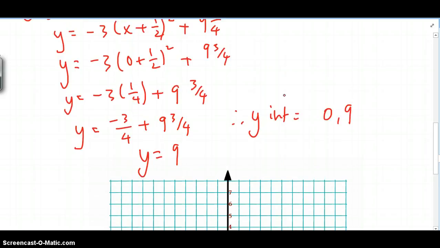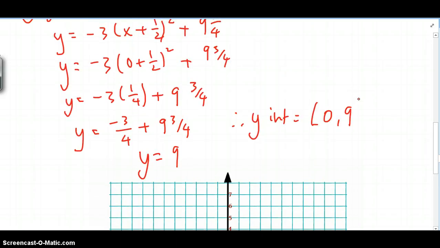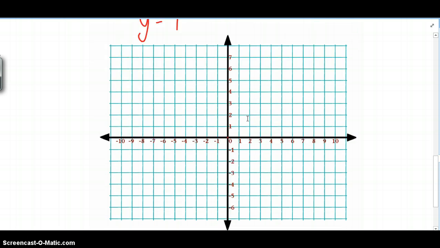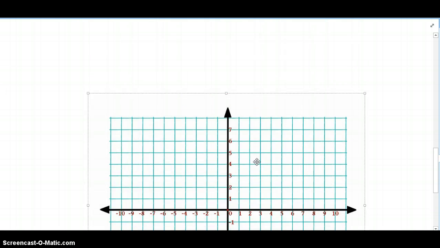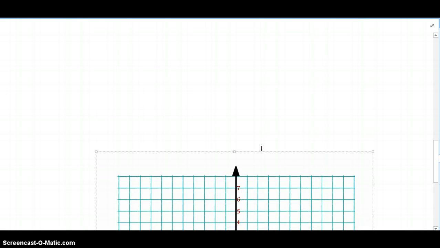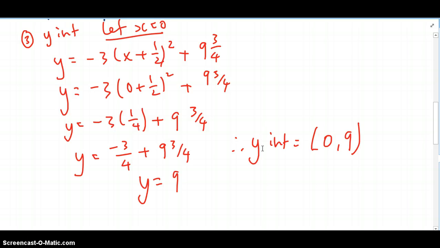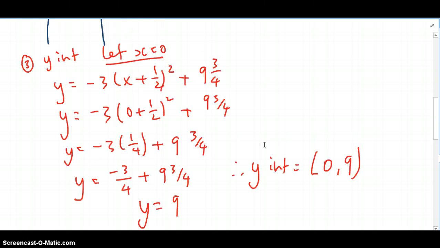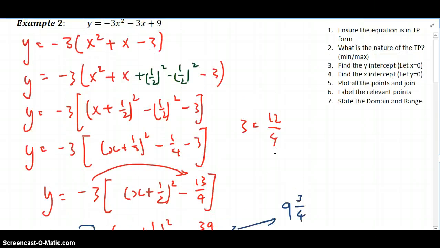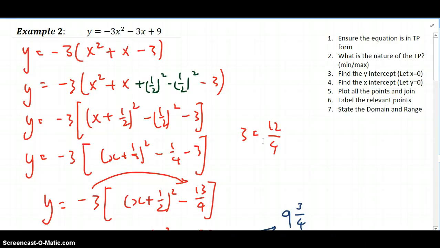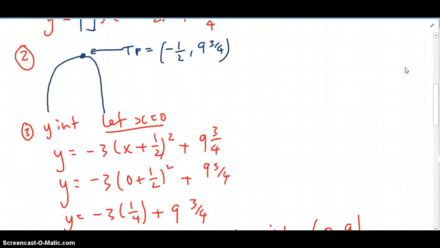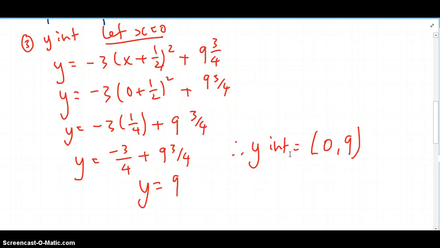So I'm just going to go up just so you can see the working here. That's quite a bit of working to get into turning point form, so it's preferred that you only use this method if it's already in turning point form. However, it is sometimes necessary or sometimes asked of you to do this. So the next step is to find the x-intercepts, because we've already found the y-intercept.